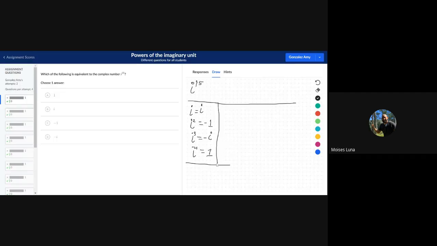If you keep going, i raised to the fifth power will be i. Then i to the sixth power will be -1, and the seventh power would be -i, and so on. You can just do that forever, and that would be one way to get this answer, but that would be too long, and you don't want to do that. So you want to take a shortcut, and in order to do that you need to remember this.